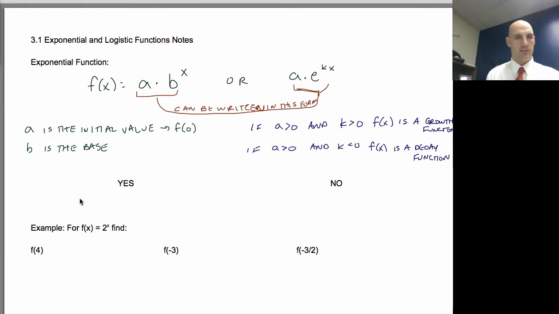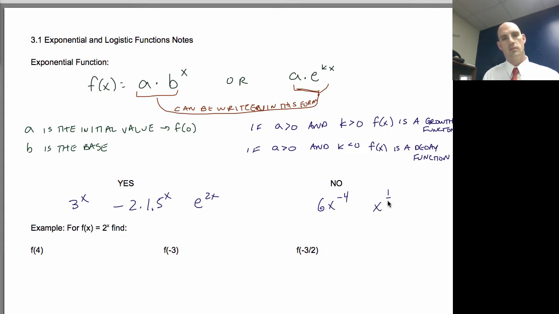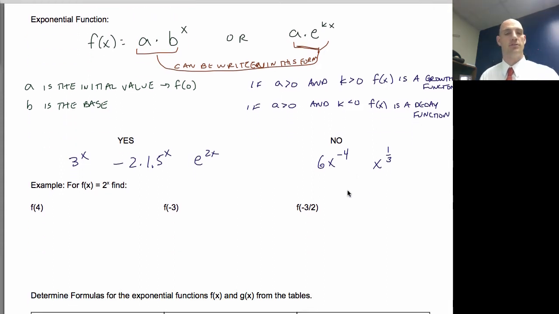Some examples of this would be 3 to the x, or minus 2 times 1.5 to the x, or e to the 2x. Some non-examples would be like 6x to the negative fourth or x to the 1/3 power. Okay, so x has to be in the exponent for us to have an exponential function.